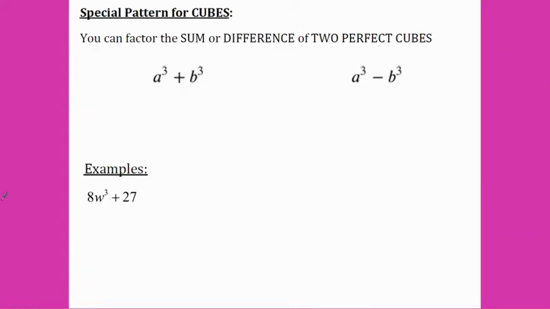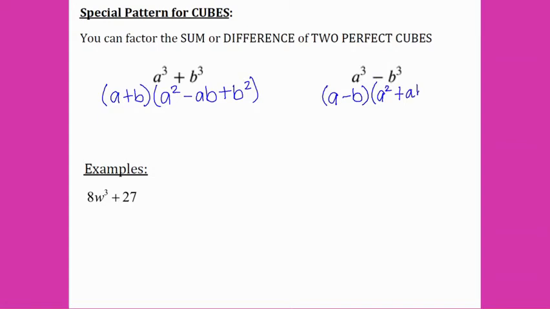Now let's look at the special patterns for cubes. They're very similar, whether we have the sum or the difference. They both can be factored this time. The pattern for if we have a cubed plus b cubed is a plus b times a squared minus ab plus b squared. The pattern for if we have a cubed minus b cubed is a minus b times a squared plus ab plus b squared.